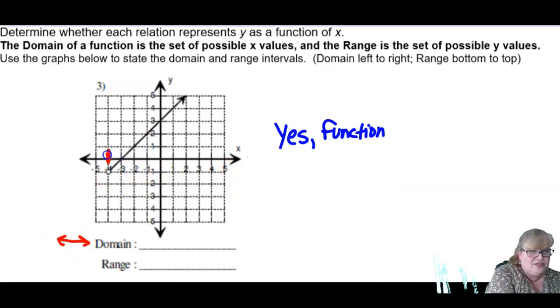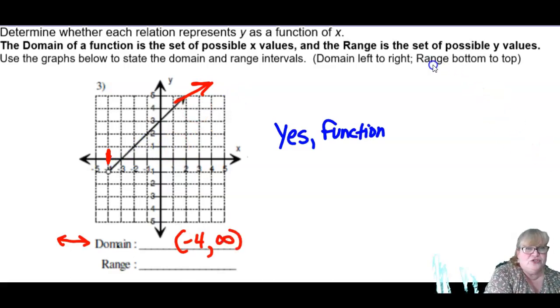So what is the furthest left? This goes on the x, and the furthest right. Please notice it does not stop going to the right because of this arrow. So the furthest left it started was -4, but it had an open circle. So we put parenthesis -4, and then it goes off to the right forever, so we say infinity.